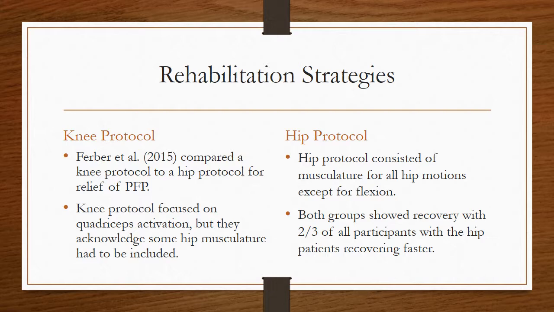But the hip protocol cut out any hip flexion to not have the influence of the quadriceps, and instead focused on hip abduction, adduction, extension, and internal and external rotation. Both groups showed an improvement, with about two-thirds of all participants showing an improvement, but the hip protocol had the fastest recovery.